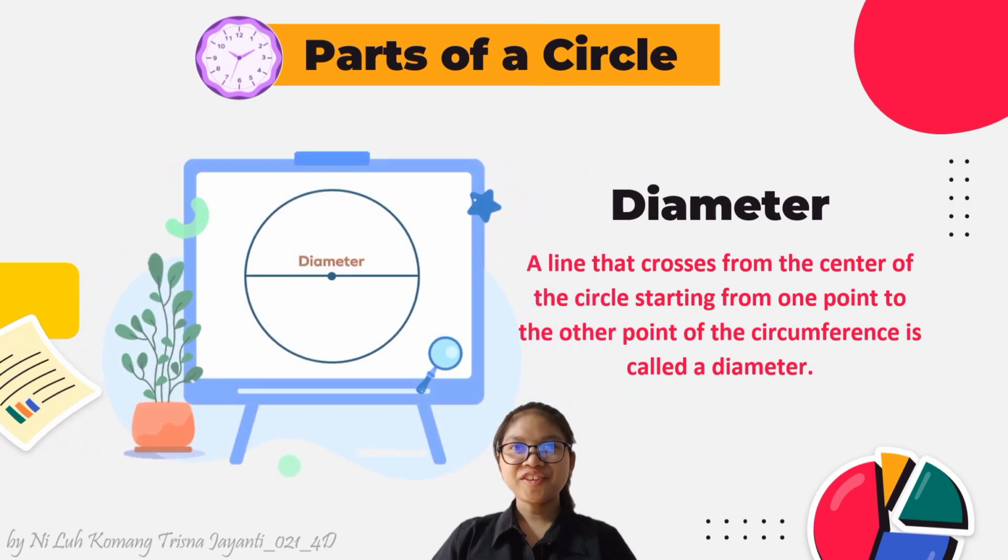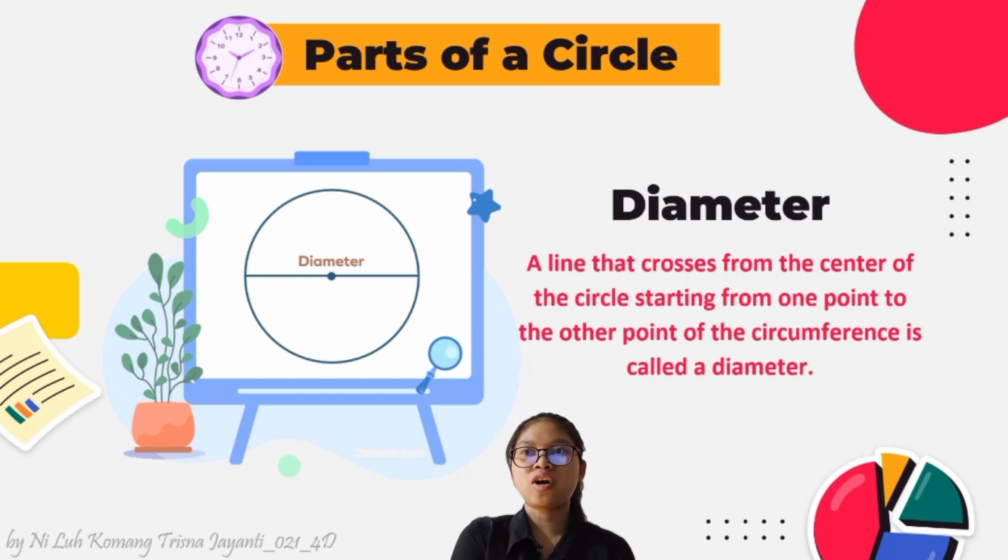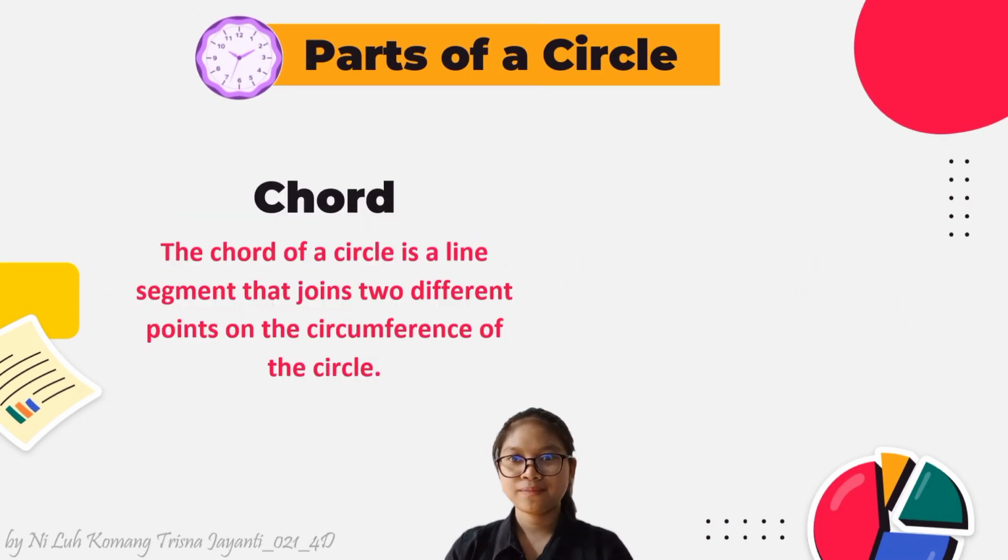Diameter. A line that crosses from the center of the circle starting from one point to the other point of the circumference is called a diameter. The diameter is measured from one end of the circle to a point on the other end of the circle, passing through the center. The diameter is denoted by the letter D. There can be an infinite number of diameters where the length of each diameter of the circle is the same length.